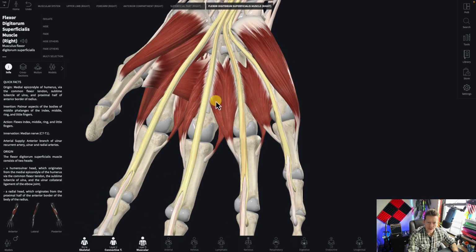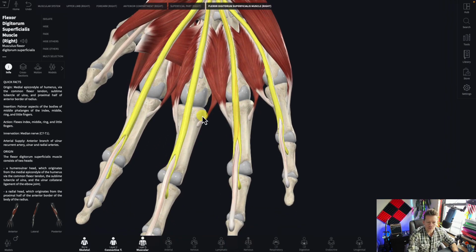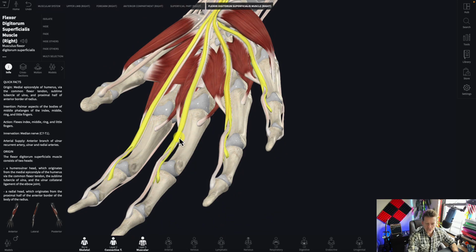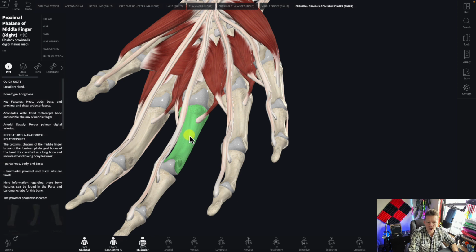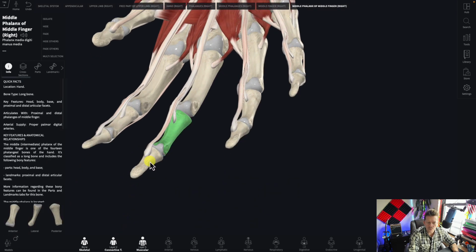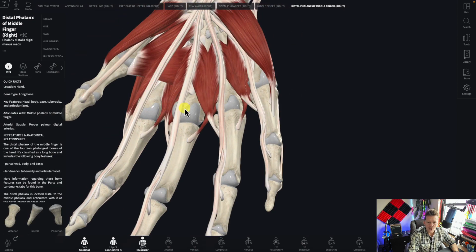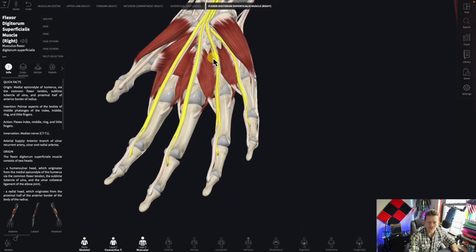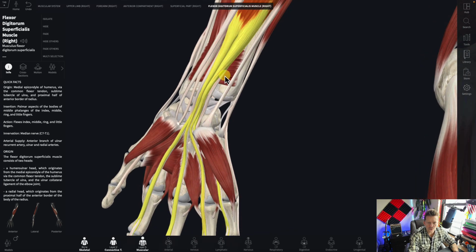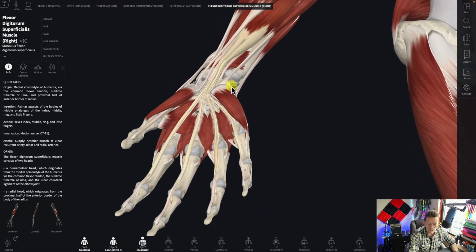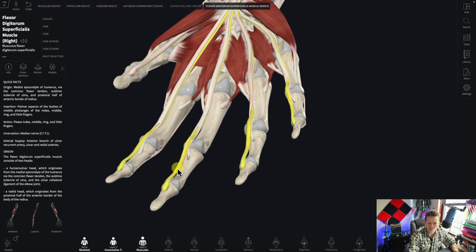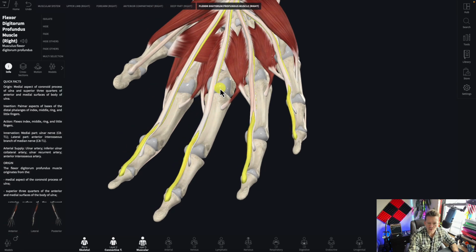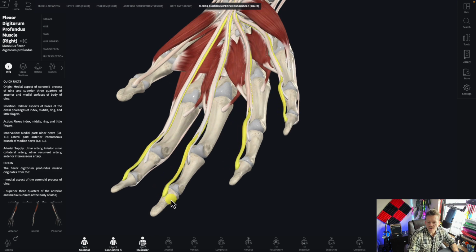The one that is highlighted is flexor digitorum superficialis, and you see it's inserted into the middle phalanx. So this one is the proximal phalanx, this one is the middle phalanx, and this one is the distal phalanx. So the tendons of the flexor digitorum superficialis muscle are inserted into the middle phalanx. But then there's a flexor digitorum profundus connected to the distal phalanx.